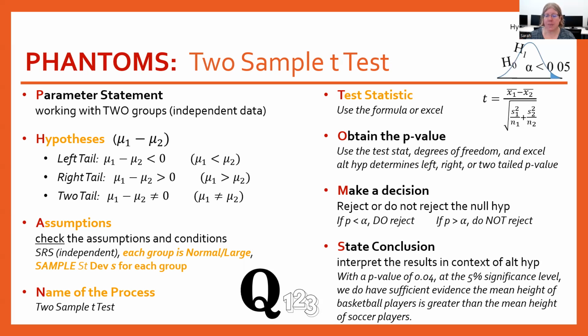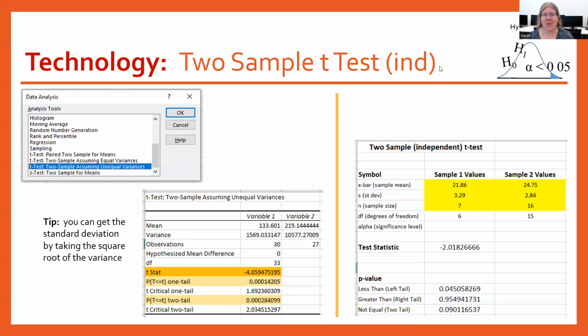An example of this might be, with a p-value of 0.04 at the 5% significance level, we do have sufficient evidence the mean height of basketball players is greater than the mean height of soccer players. Okay, so you've got to use that word mean twice in there because you're talking about the mean of one group versus the mean of the other. All right, let me show you some screenshots for the two-sample t, and then when we do the first one together, I'll show you how these work out in Excel.